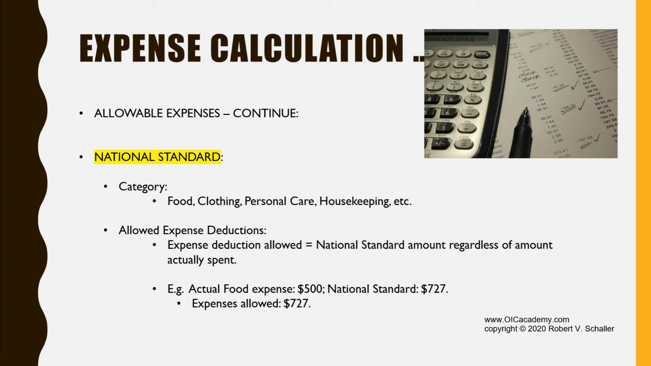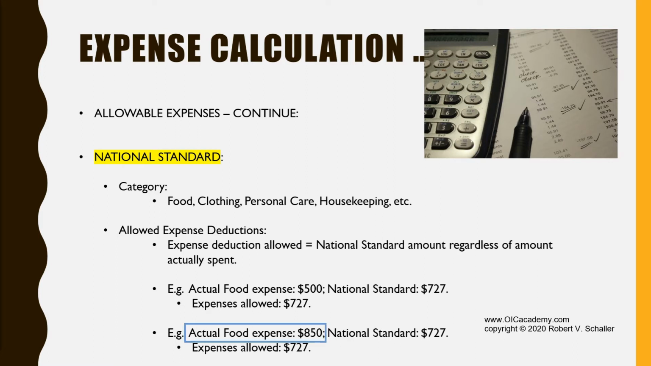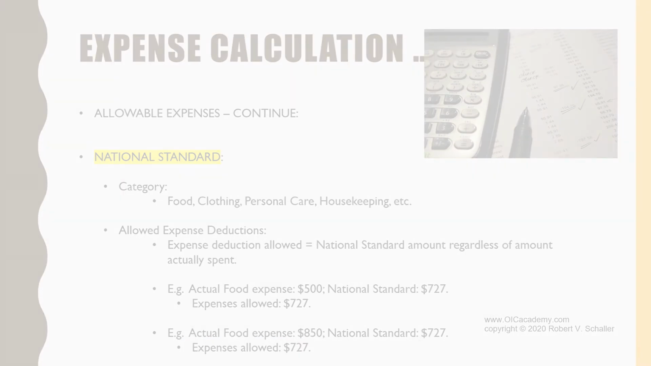The standard proves a windfall for the taxpayer in this scenario. Now, let's change the example and assume a taxpayer's actual food expenditures are $850 per month and keep the allowed national standard for food at $727 per month. In this second scenario, the taxpayer would be allowed a monthly food expense deduction of $727 per month, even though the taxpayer pays $850 per month. The national standard now proves a detriment to the taxpayer.